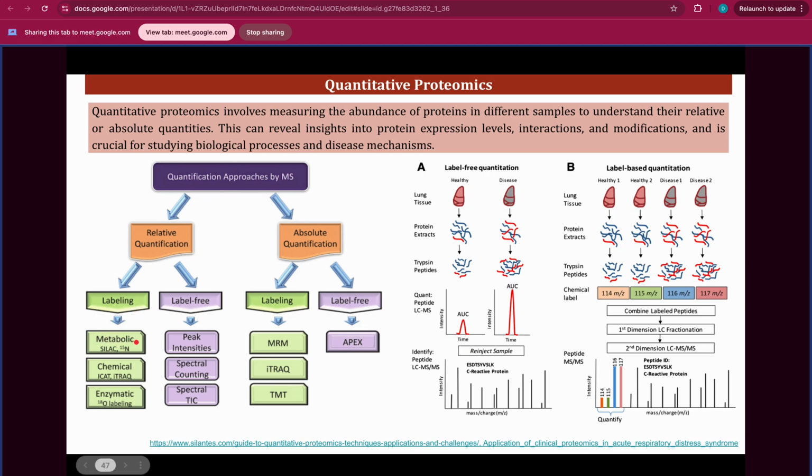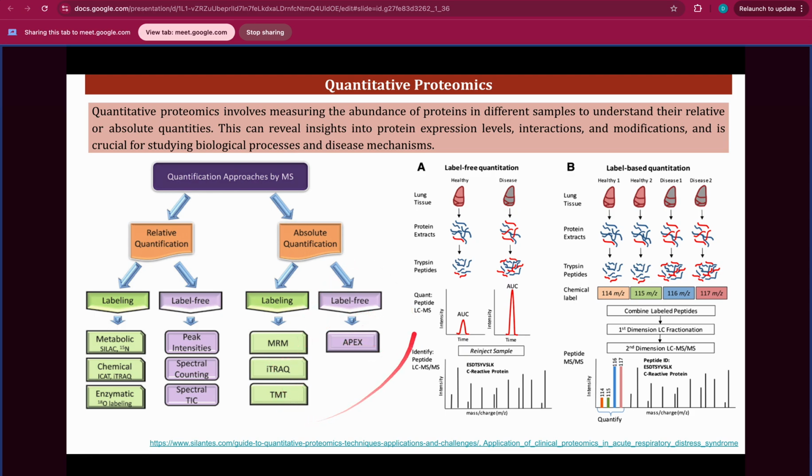They could be metabolic labels, where simply some labeled organic compounds are used, so that is metabolic labeling. Then chemicals, isotopes or isobars can be used, such as ICAT and iTRAQ; these are the chemical labels. Or you can also use enzymatic labels to label your sample differently and then get the spectral comparisons. In case of label-free, you analyze the peak intensities, spectral counting and spectral TIC. Similarly, for absolute quantitation, you can go for iTRAQ, TMT (tandem mass tags) and MRMs, and label-free Apex.